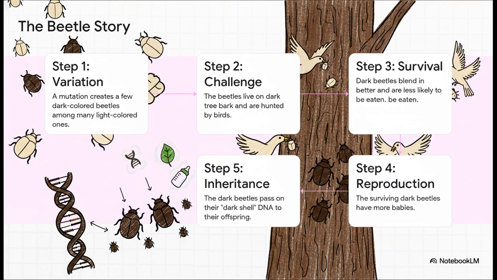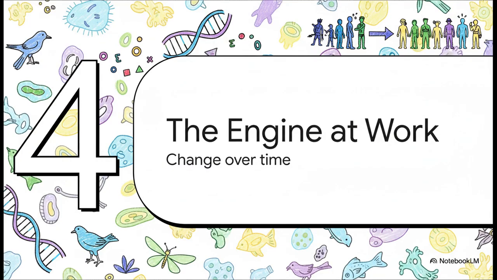This beetle story makes it all super clear, so let's walk through it. Step 1, you've got variation. Most beetles are light-colored, but hey, a random mutation happened, and now you've got a few dark ones. Okay, step 2, there's a challenge. In this case, hungry birds who love to eat beetles. Now here's the key. They all live on dark tree bark, so who's going to have an easier time hiding? The dark beetles, obviously. They blend in, they're less likely to become lunch, that means they survive, and what do survivors do? They make babies, and when they do, guess what they pass on? That dark-shelled DNA. So you see the two parts, right? You've got mutation, making new options, and you've got selection, filtering them.